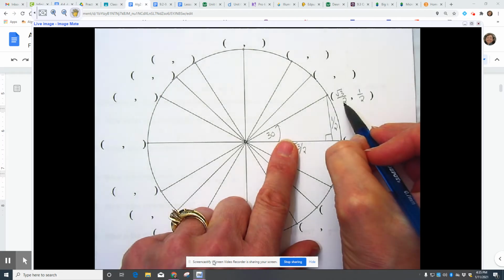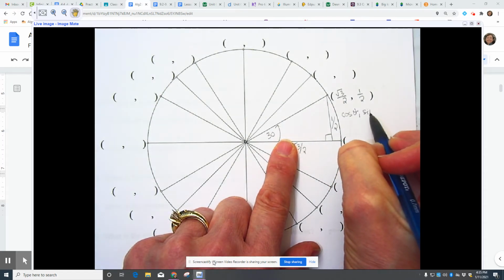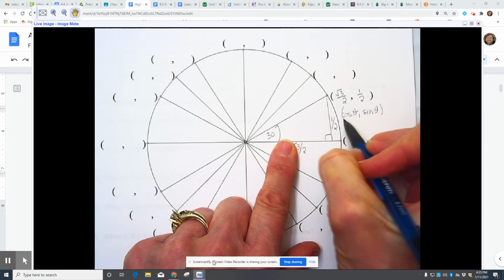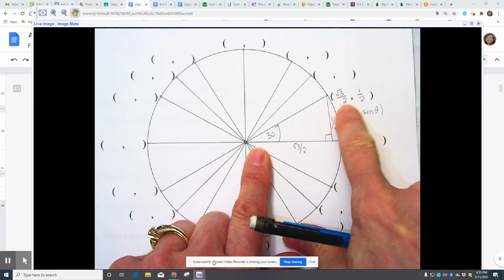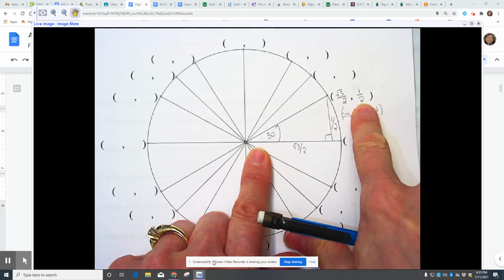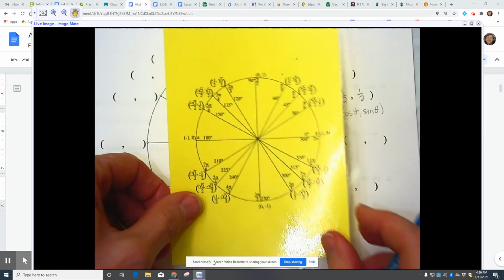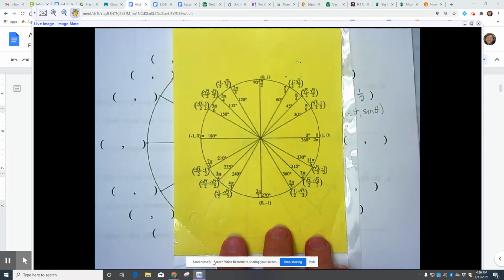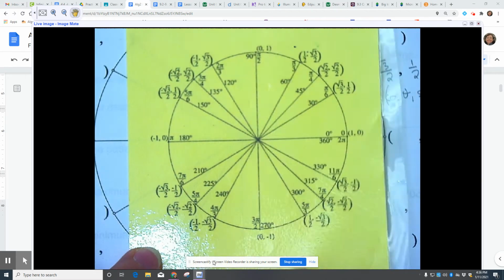So the cosine, and remember, x is cosine, y is sine. So the cosine of 30 degrees is square root of 3 over 2. The sine of 30 degrees is 1/2. What I encourage you to do is to look up the unit circle online and fill this in, or I will put this in here. You could pause the video and fill in your unit circle.